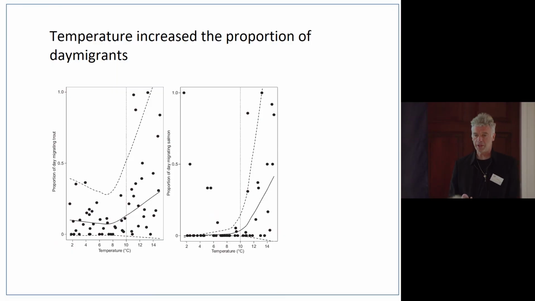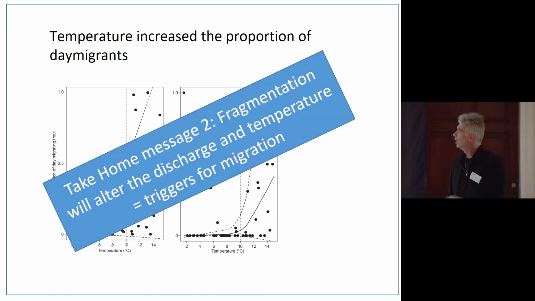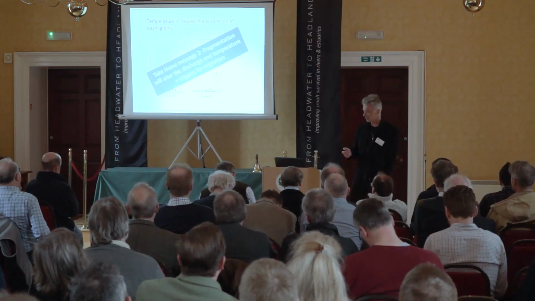We could also see that the temperature increased the proportion of day migrants. So at temperatures below 10 degrees, this is the proportion of night migrants, but above 10 degrees, you have a larger proportion that start to move all day around. So that could also be costly in a way. So the take-home message for this, I think, is that when we see that our streams get increasingly fragmented, it could alter the discharge and also the temperature. So they could also change the triggers we see for outward migration. So we need to bear that in mind.